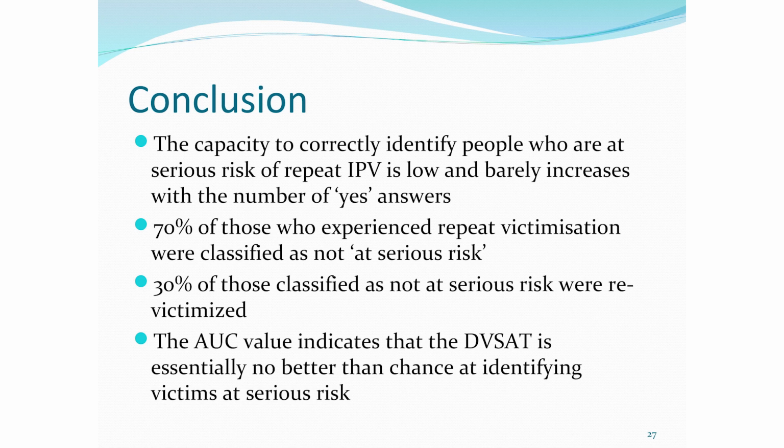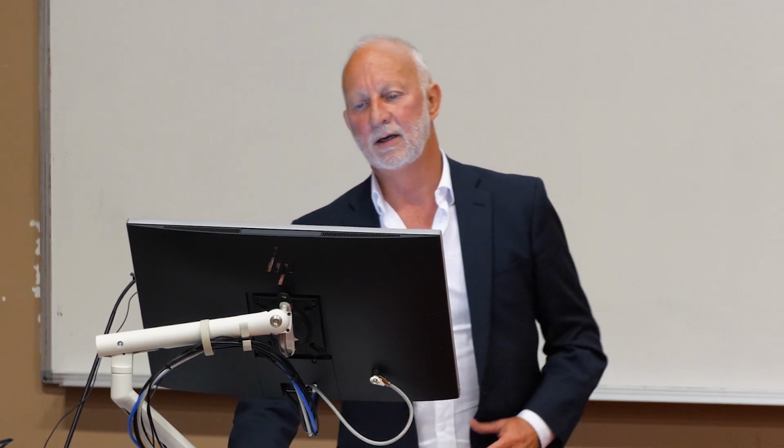So the problem here is that you've got large numbers of people who are at serious risk who are not being referred. So the obvious question is, well, what does predict intimate partner violence, repeat violence? So we undertook this study to try and get a better understanding of that.